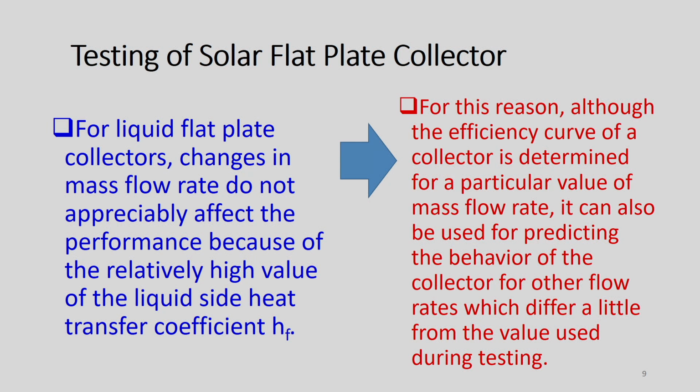Now, for liquid flat plate collectors, changes in mass flow rate do not appreciably affect the performance because of the relatively high value of liquid side heat transfer coefficient. And for this reason, although the efficiency curve of a collector is determined for a particular value of mass flow rate, it can also be used for predicting the behavior of the collector for other flow rates, which differ a little from the value used during testing. We will demonstrate how this can be done in a numerical example.